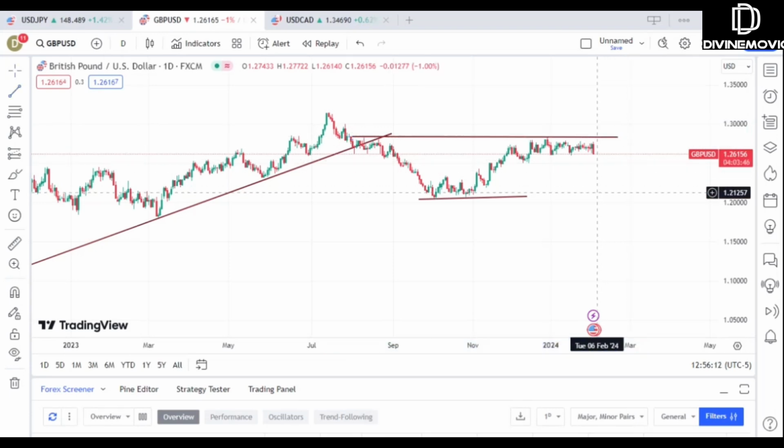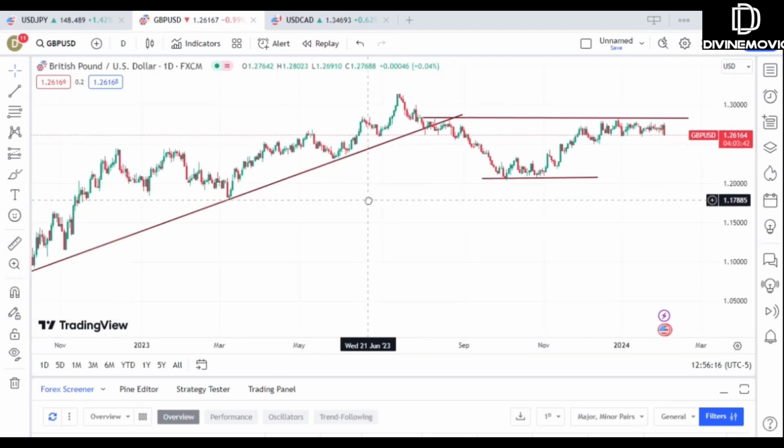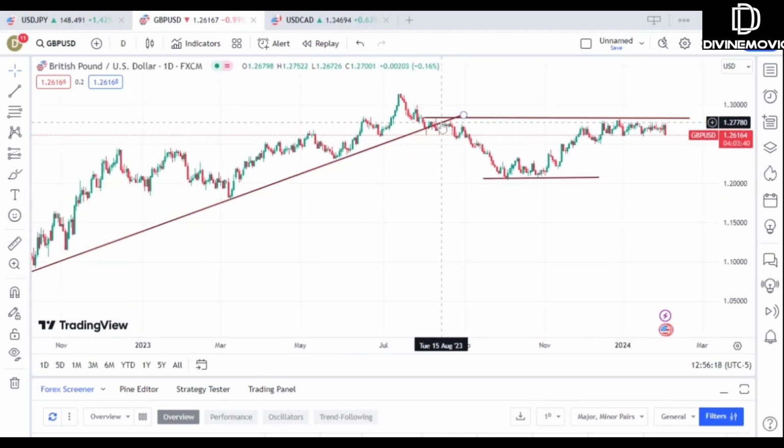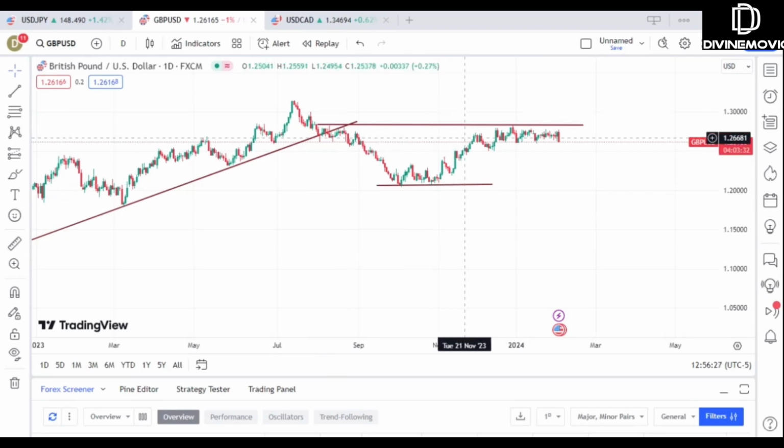So you have seen our key level here, the key level that we want to pay attention to. This is the place that price broke out from, and as well this high that price gave us here, this current high. So we are really paying attention to what price is doing at this level and at this level.